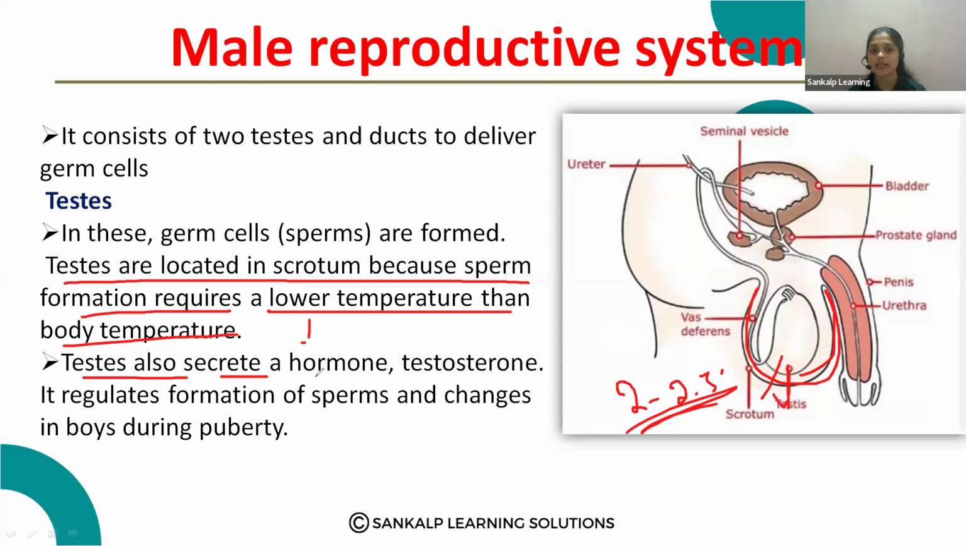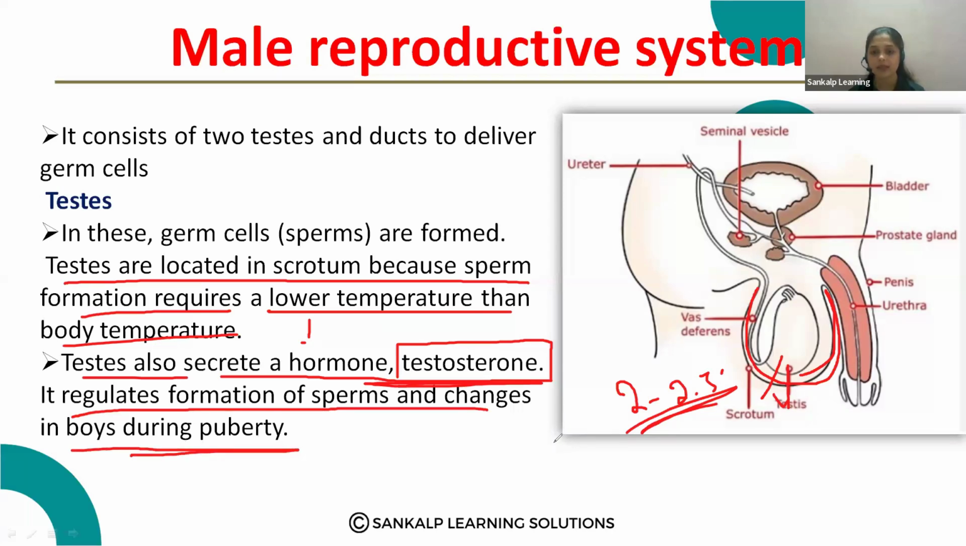Testes also secrete the hormone testosterone. You studied that in the control and coordination chapter. Testes secrete the hormone that is called testosterone. It regulates the formation of the sperms and changes in the boys during puberty. So this testosterone is released by the testes.